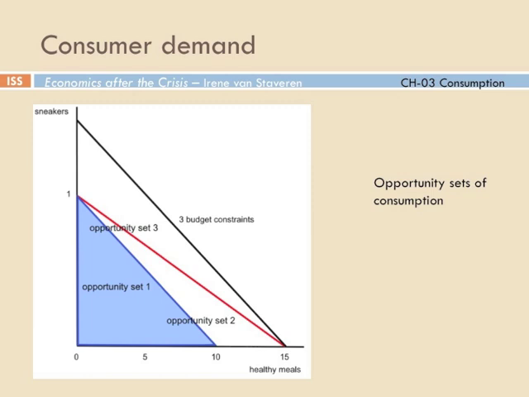Opportunity set 3 is shown with a black line. This dark line shows that you can buy 15 healthy meals with your budget, but also more sneakers. Obviously not 2 whole pairs, so you should go for a bargain that says 2 pairs of sneakers for the price of 1, or a 50% discount for a pair of sneakers.